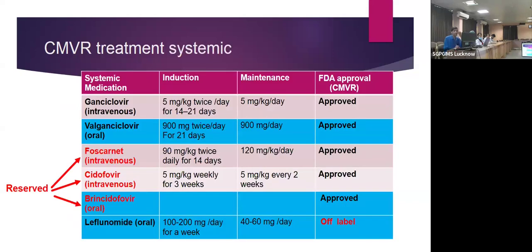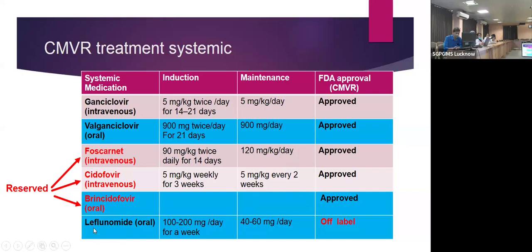The agents available for this CMV retinitis treatment are ganciclovir and valganciclovir, and valganciclovir is given since it is oral. It is now the most preferred drug given systemically. Ganciclovir was given intravenously earlier, when valganciclovir was not available. The three drugs in red color are reserved drugs at present, and all of these are FDA approved.